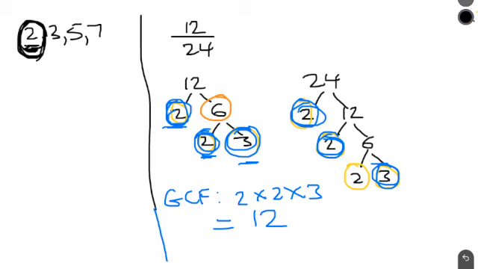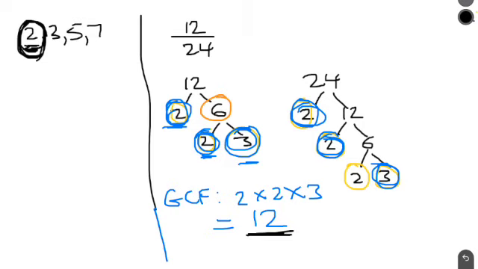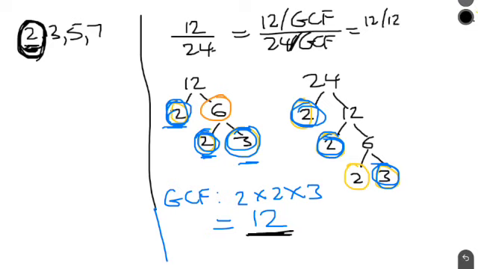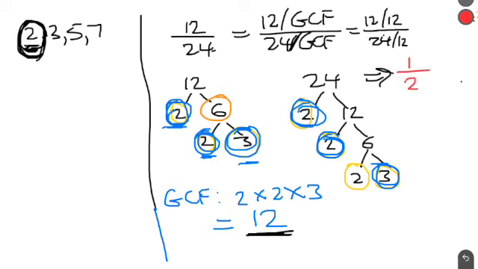Now, how do we use this 12 in simplifying our fraction? We divide the numerator by the greatest common factor and the denominator by the greatest common factor. That would be 12 divided by 12 over 24 divided by 12, and the answer would be 1 over 2. And this is why 12 over 24, if you break it down further, would equal 1/2.